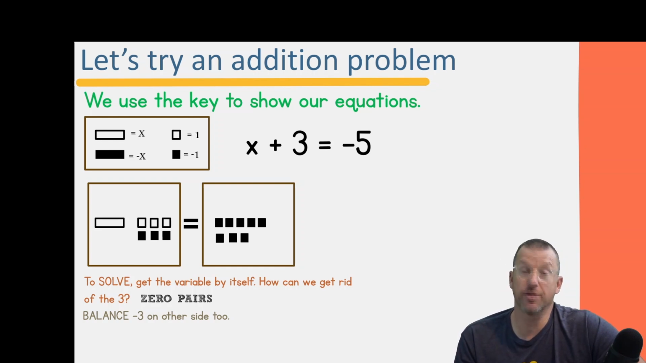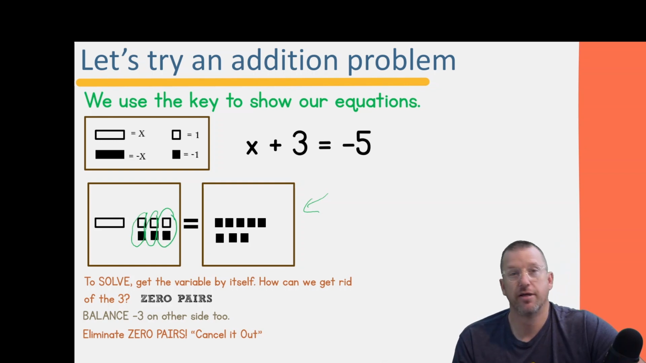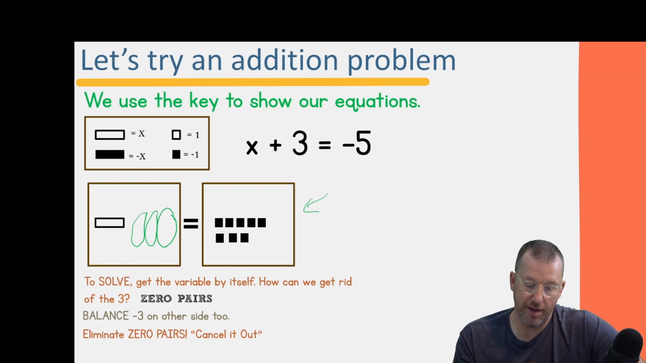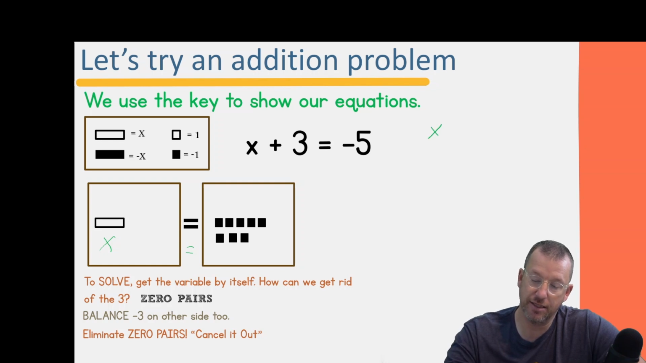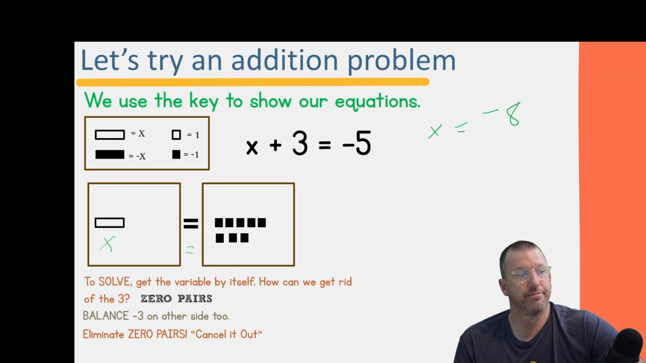And now what we do is we get rid of our 0 pairs. Once we get rid of our 0 pairs, we're going to have our answer. I don't have any 0 pairs on this side. I do on this side, okay? So I'm getting rid of 3 groups of 0. So when I get rid of those, now I have x by itself. This is x. And over here, I have what's left over, which would be 8 colored in squares, which means x is equal to -8. And you have solved that problem.